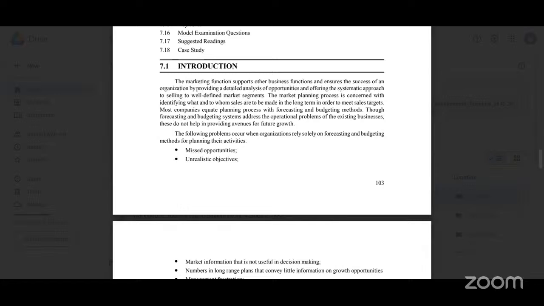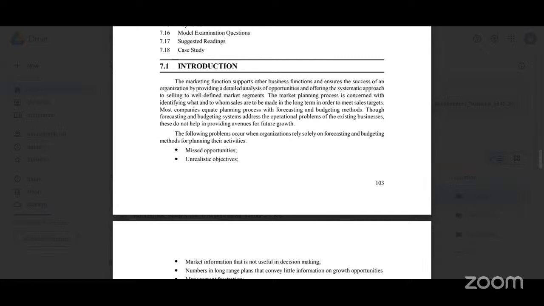So what is marketing function and what does it support? Marketing function supports other business functions. And why is it important? It ensures the success of an organization by providing a detailed analysis of opportunities and offerings, and a systematic approach to selling to well-defined market segments. So marketing planning process is concerned with identifying what and to whom sales are to be made in the long term in order to meet sales targets. Two things we need to understand here: one, we are looking at long term. Second, we are looking at well-defined market segments where the marketing plan applies.